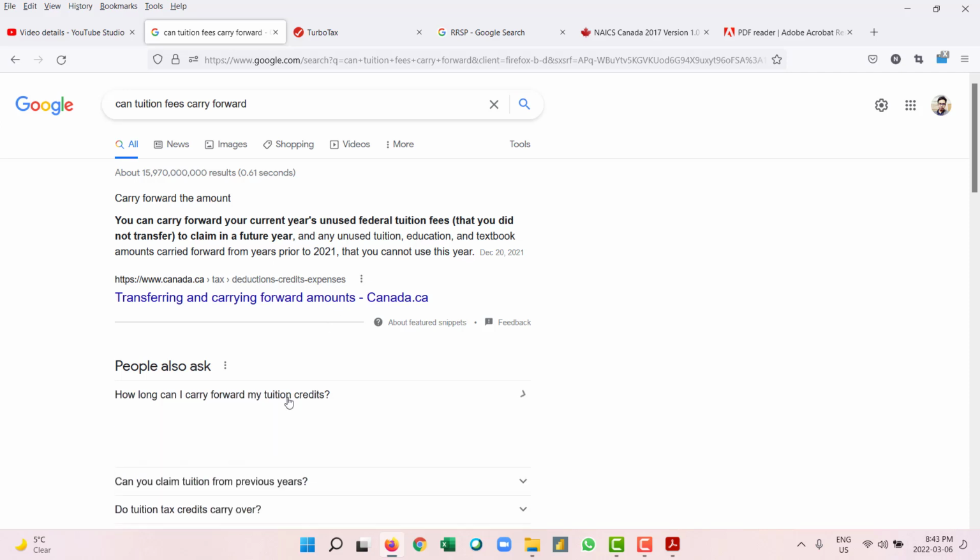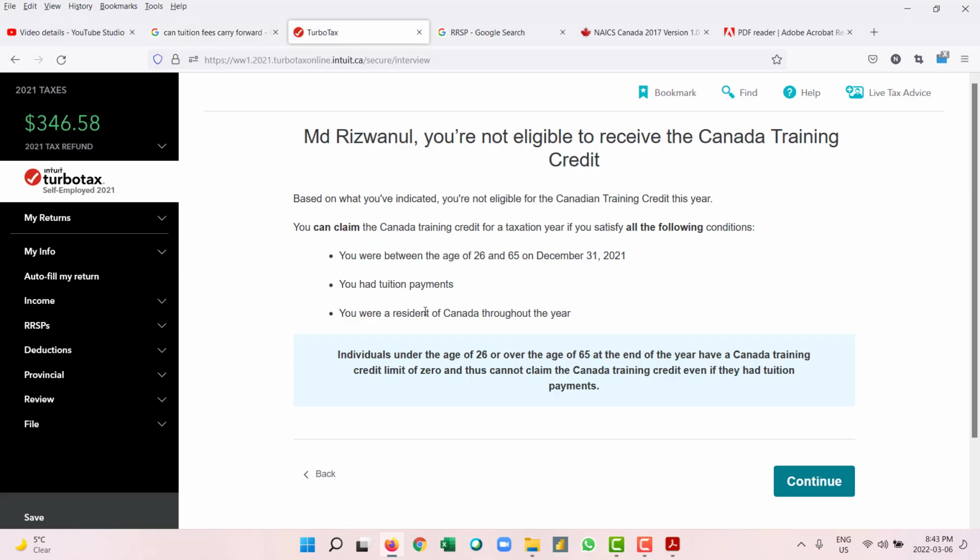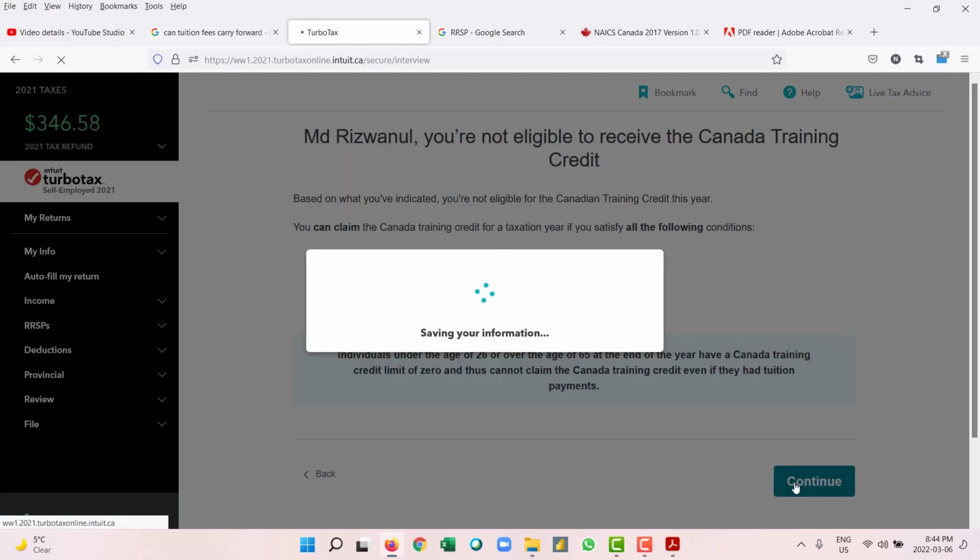The tuition credit you actually carry forward to the next year, but I'm not eligible for this year and for the next year because I was not a resident of Canada throughout the year. If I was a resident throughout the year, then if your tuition credit does not help you, you can carry it forward to the next year. Okay, click continue.